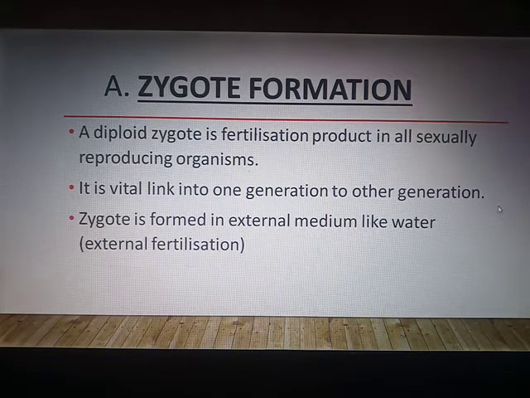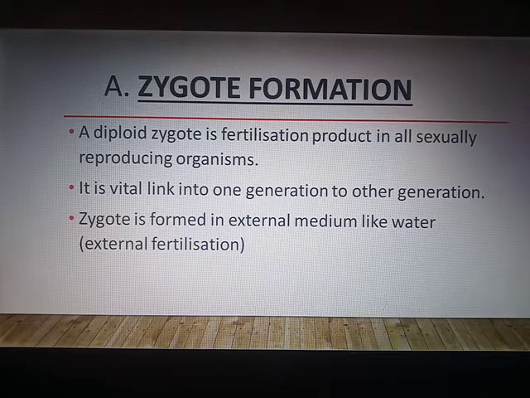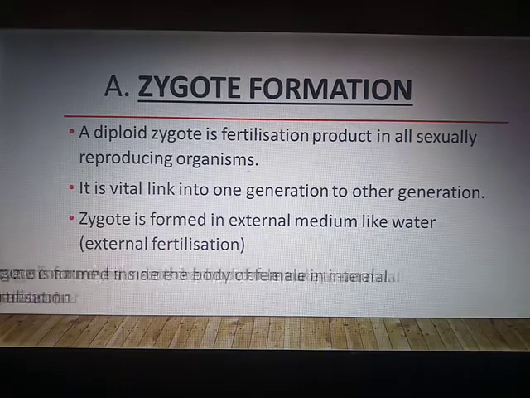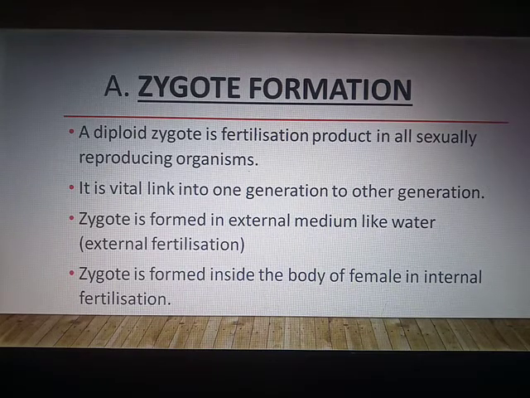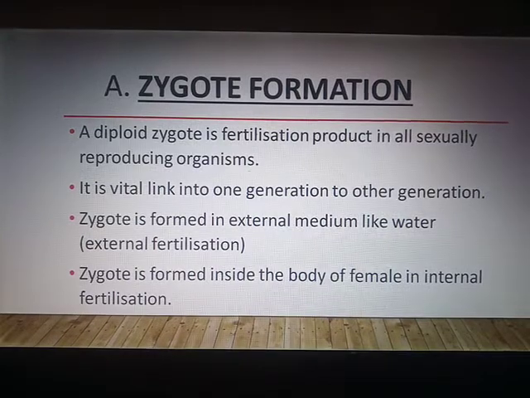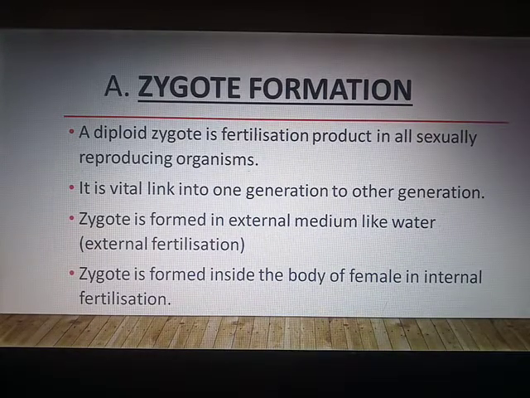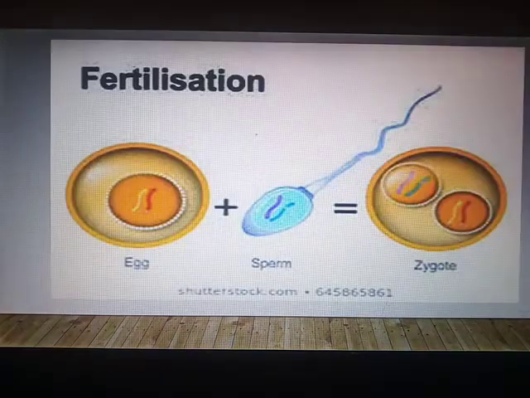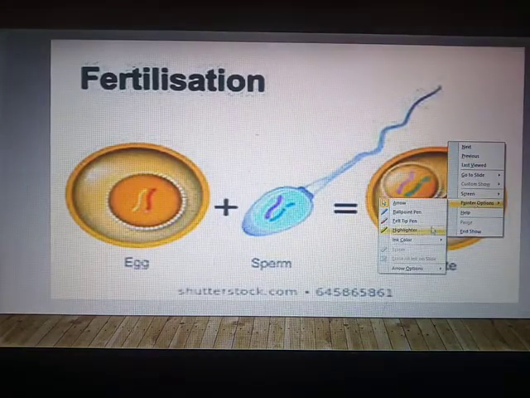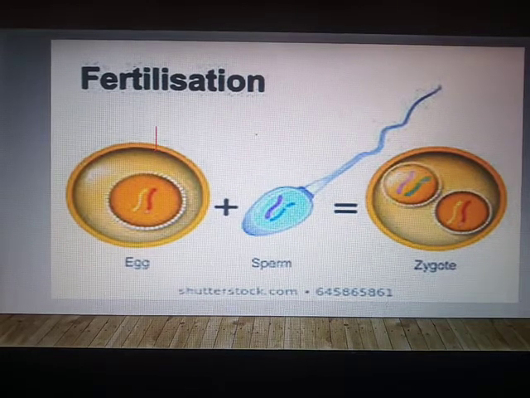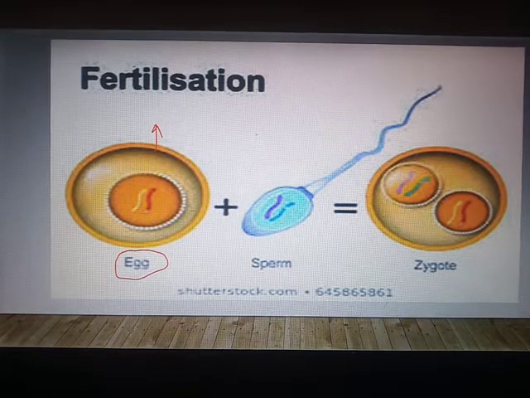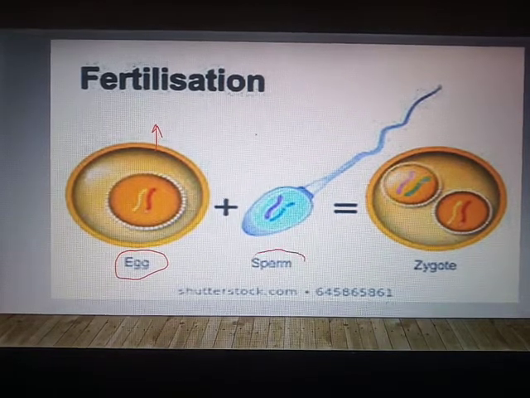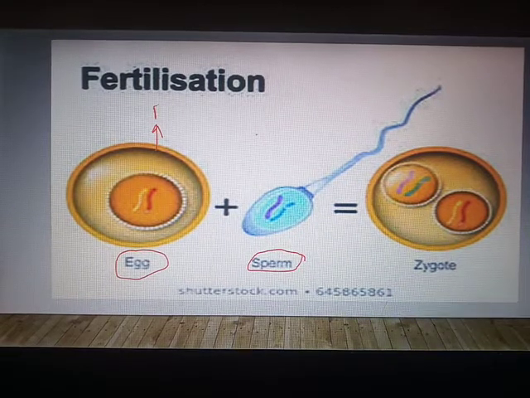Students, when the zygote is formed in an external medium like water, it is known as external fertilization. Clear? And on the other hand, when the zygote is formed inside the body of the female, it is known as internal fertilization. I hope you all know about zygote formation. So students, let us see the diagrammatic representation of zygote formation. This is the egg, and this snake-like structure is known as sperm. This is the female gamete.